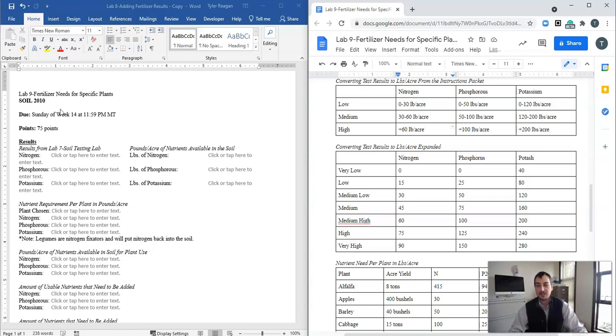What you're also going to need to do is download this Lab 9 fertilizer need for specific plants test results document. We're going to be filling in that document as well. If we continue on, let's jump over here. The first thing we're going to have to do is include the results from Lab 7, that soil testing lab. I'm going to keep it the same as when I tested my backyard, the results that I got there. So I had very low nitrogen, I actually had very high phosphorus, and then I had very low potassium.